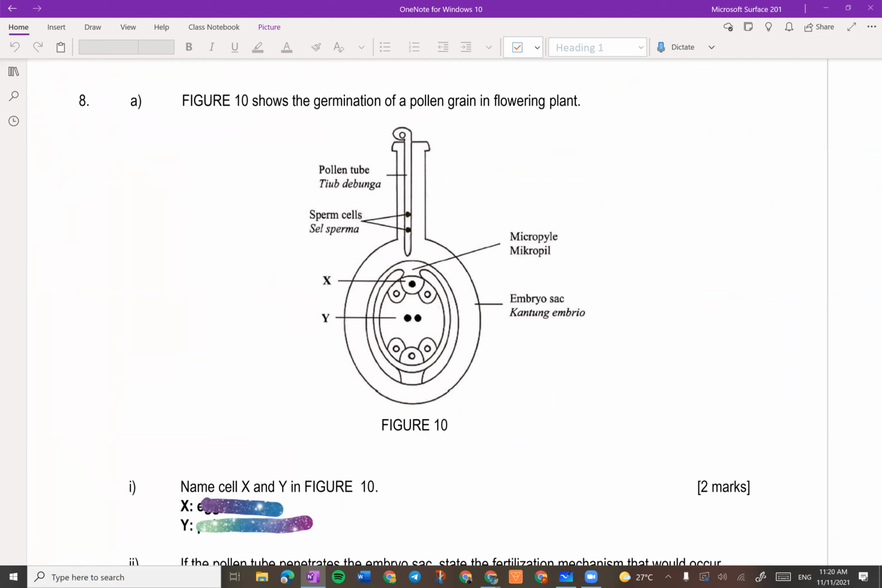So figure 10 shows the germination of pollen grain in flowering plant. Pollen tube, sperm cell. Is this one mature or not yet mature? Mature, good. It is mature because it already has two sperms.